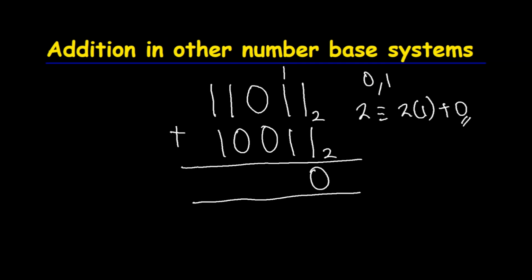So again, we have to express 3 in terms of base 2. So expressing 3 in terms of base 2, 3 will be equivalent to base 2 times 1 plus 1. And don't forget, we write down the number that is not inside the bracket and we carry over the one that is in the bracket. So we write down this one and we carry over this one here. So we write down 1 and we carry over 1.